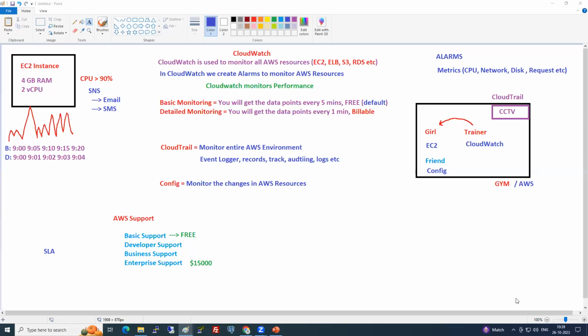Priyanka, member account will come under the Organizations concept. If you are using Organizations, if you are handling multiple root accounts, those multiple root accounts are called member accounts. But from the AWS perspective, we have two types of account, root account and IAM user account. But in Organizations, it's a collection of root accounts.